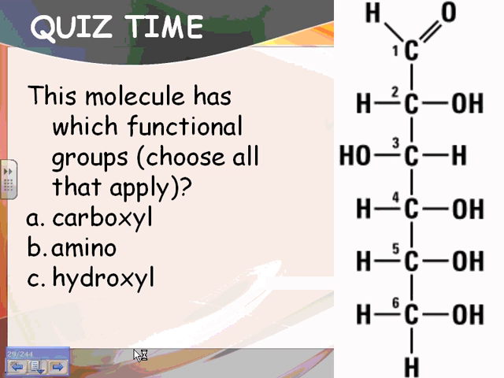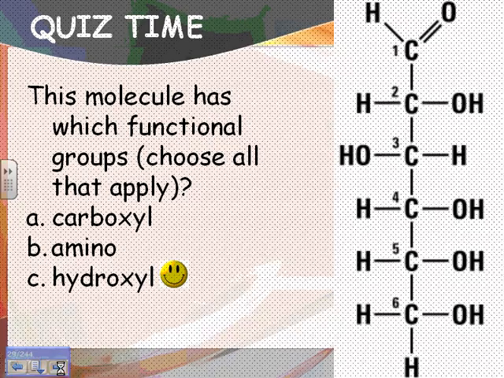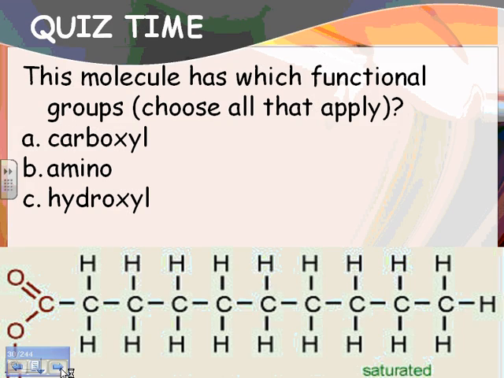This molecule has which functional groups? Out of the functional groups that we've talked about, it has OH, and so that is the hydroxyl group. And out of the ones we've studied, that's all there is. This molecule has which functional groups? Choose all that apply. So this one is the COOH, so that is the carboxyl group, and that looks like it. The rest is just a carbon-hydrogen skeleton.